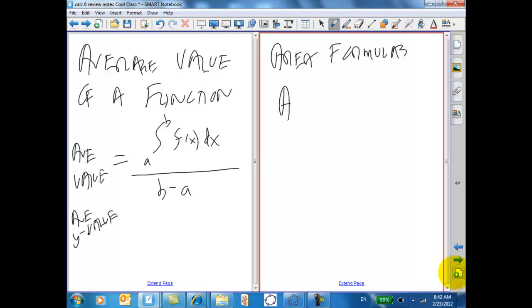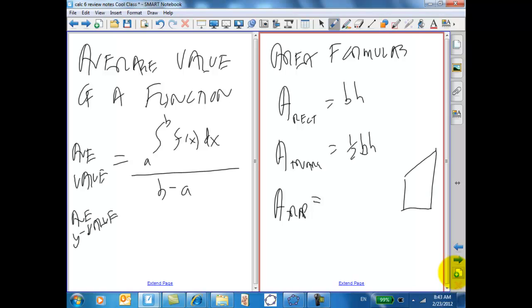Area of a rectangle, of course, base times height. Area of the triangle, 1/2 base times height. What about a trapezoid? A trapezoid like this. We have a base and maybe you have 2 heights. Average of the bases, right? So well, there's 2 ways to view it.